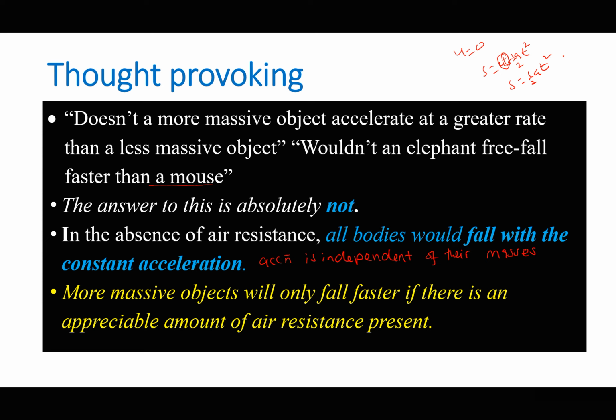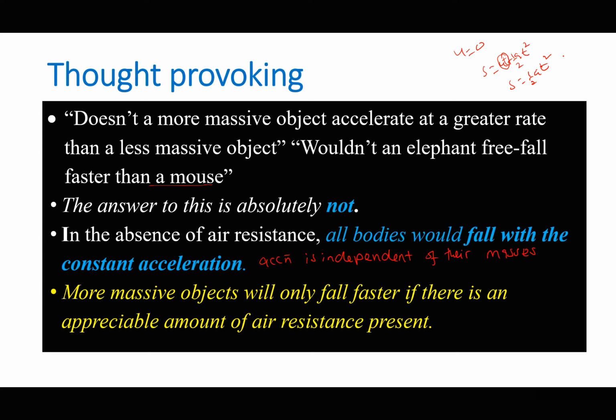So whether you are throwing a feather and a coin, as long as you are releasing them from the same point where initial velocity is equal to 0, in a vacuum where there is no air resistance, we expect them to fall at the same rate. So the acceleration is going to be constant.